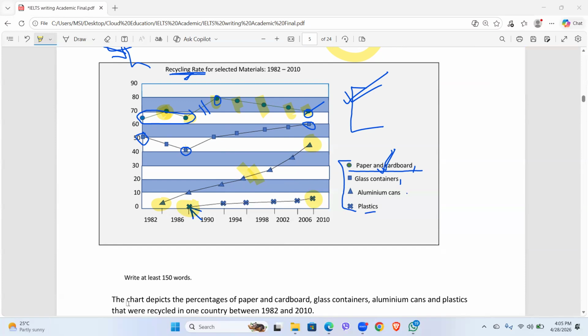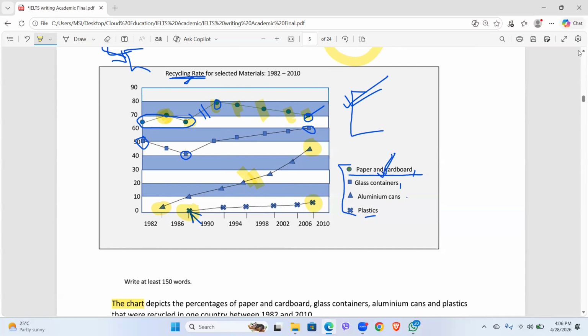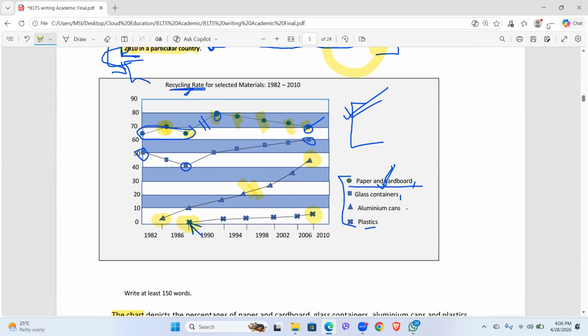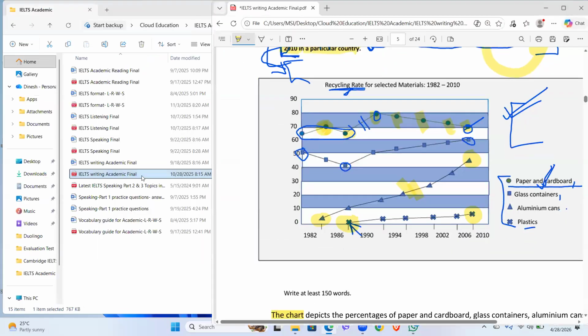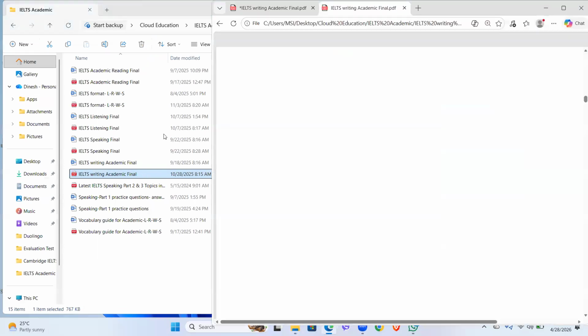So the chart, paraphrase the chart. What was in the question? माथि के थियो question मा अघि? Figure, picture, graph. Yes, माथि graph थियो. Wait just a moment. Let me open it. Just wait a while.